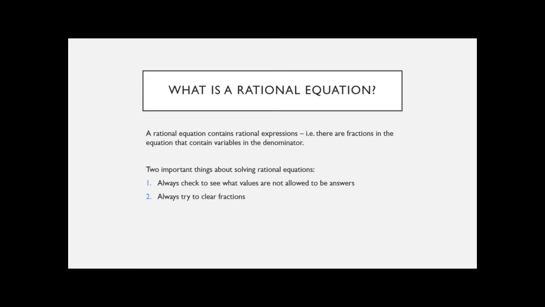The second thing when you're solving a rational equation is that you want to try to clear fractions. That's the whole point of solving, to get rid of the fractions so that you have something easier to solve. So that's your goal. And once you get rid of fractions, it's going to look like an equation that you've solved before. It's either going to be linear or quadratic. And once you get to that point, you know how to solve that because you've done that before.